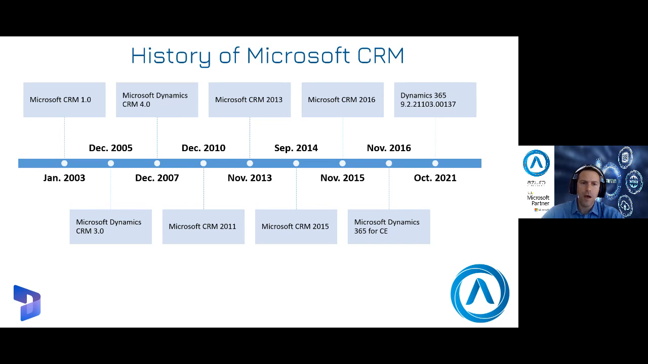In December of 2007, Dynamics CRM 4.0 on-premise was released. Shortly after that, CRM Online was available for 4.0, and this was Microsoft's first era in terms of cloud service offering for their business applications. CRM 4.0 included multiple tenants, multiple languages, and multiple currencies. In December of 2010, CRM 2011 was released.